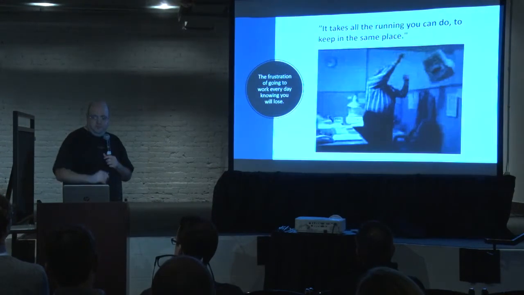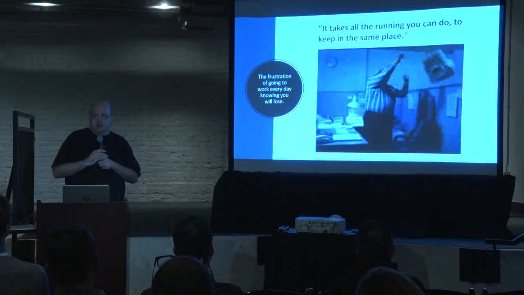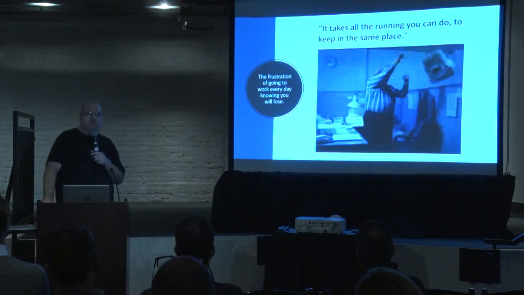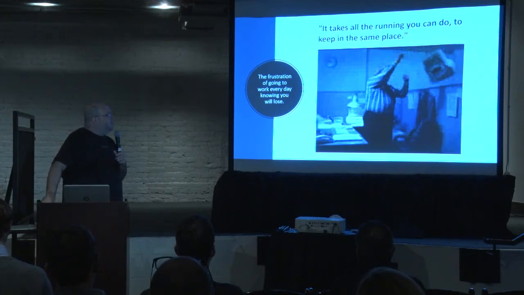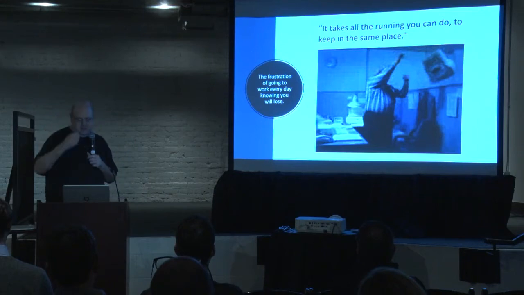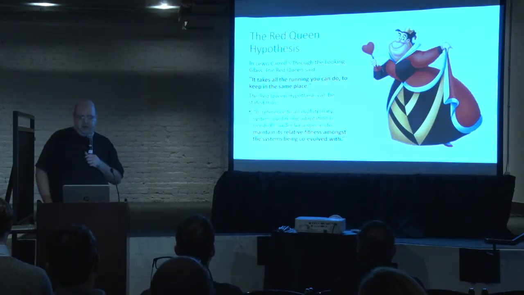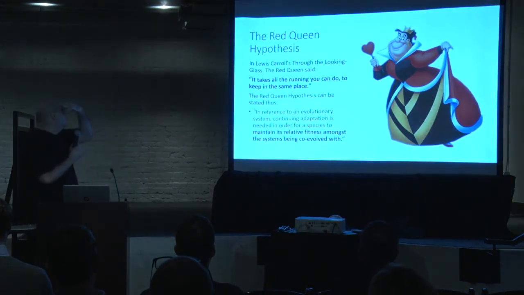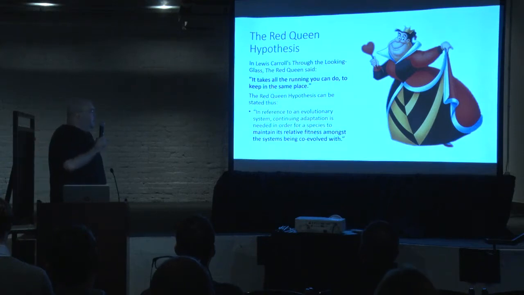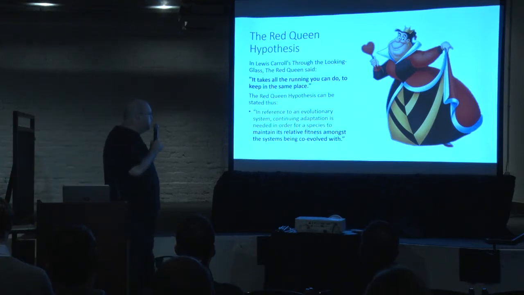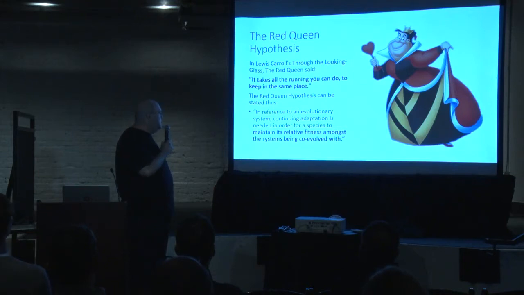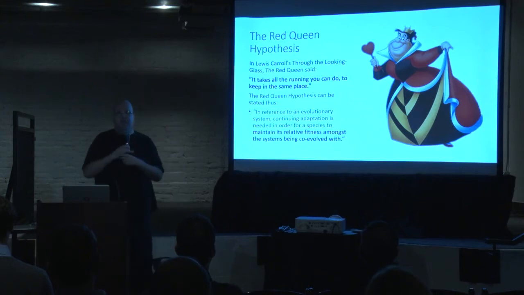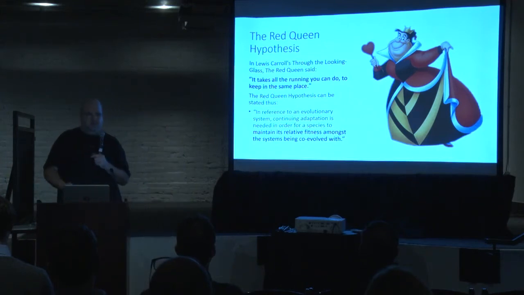So we don't. And then I would like to quote the frustration of going to work every day, knowing you will lose. It takes all the running you can do to keep in the same place. Anybody knows where that's from? Alice in Wonderland. I think Through the Looking Glass, but yes, thank you. So we have the Red Queen hypothesis. Essentially, in reference to an evolutionary system, continuing adaptation is needed in order for a species to maintain its relative fitness among the systems being co-evolved with. And that is what we do in security today, and we're losing.